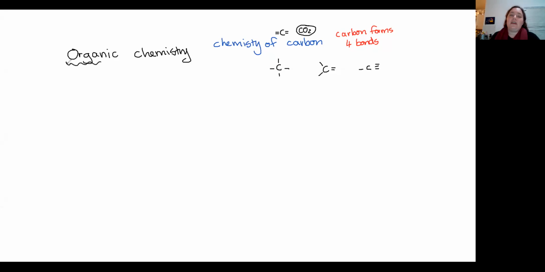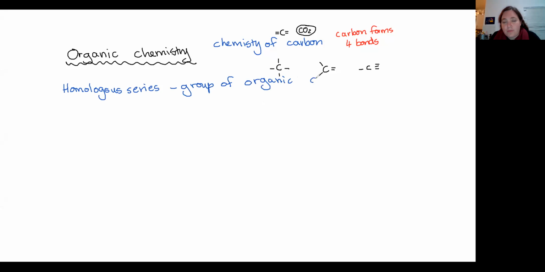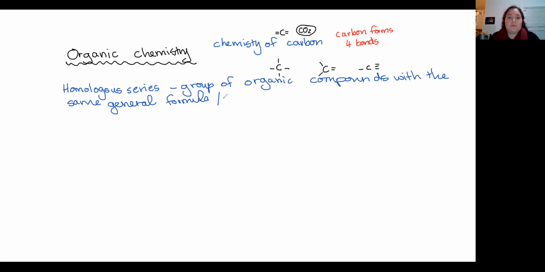Okay, so when it comes to organic chemistry, we're looking at all of the different compounds that contain carbon. Now, I'm going to start off by looking at the different homologous series that we get. We're going to look specifically at a number of different homologous series, and they are specifically a homologous series because of their functional group. All right, so a homologous series is a group of organic compounds with the same general formula, or you could say that it is with the same functional group.